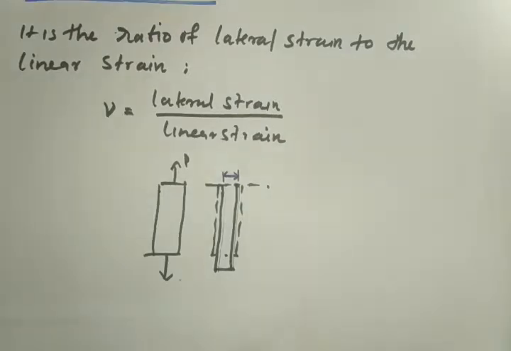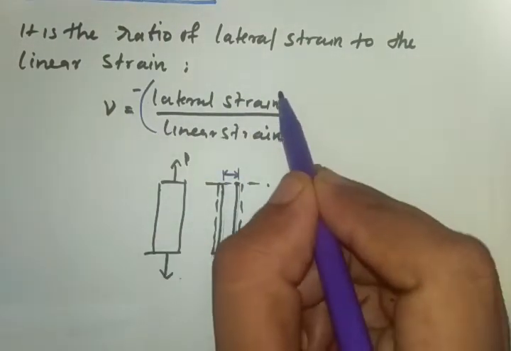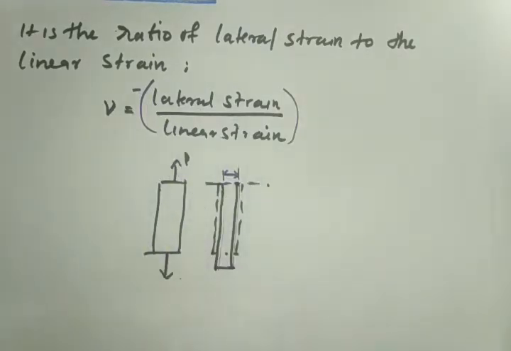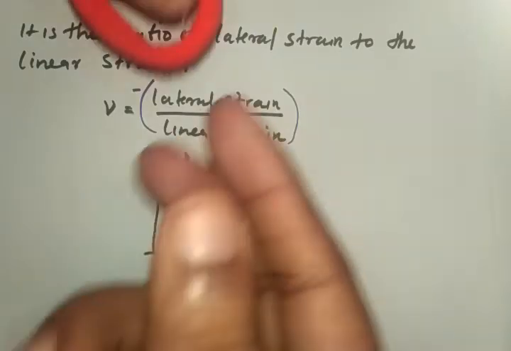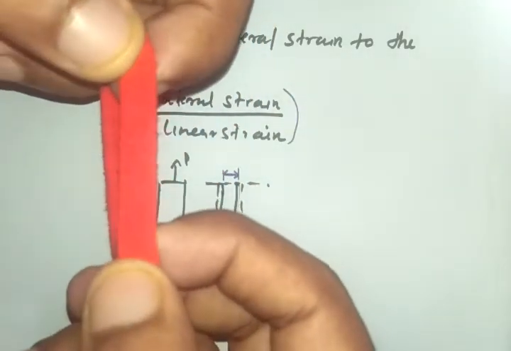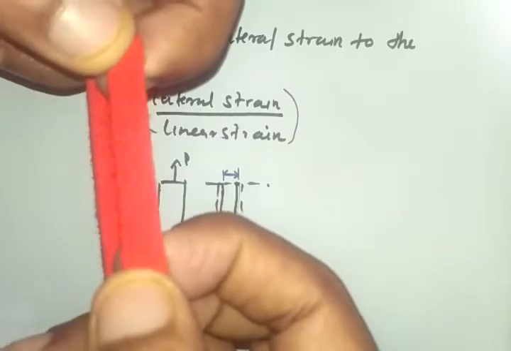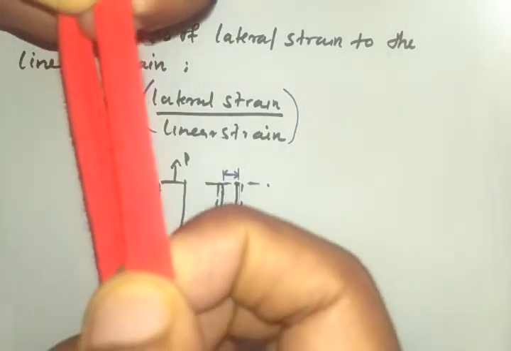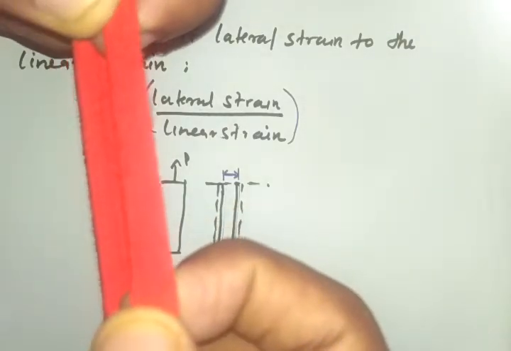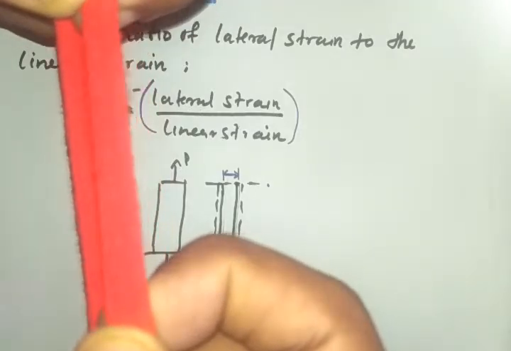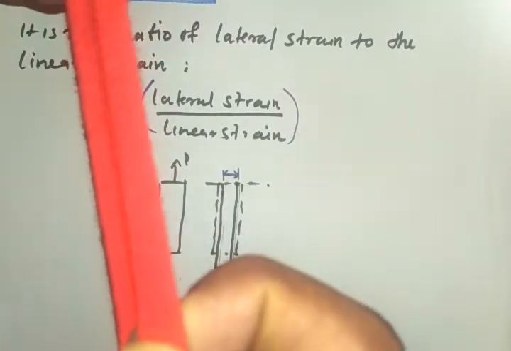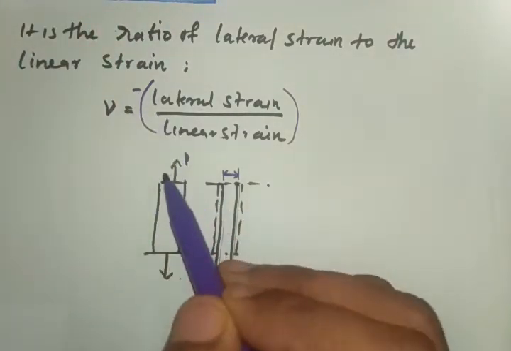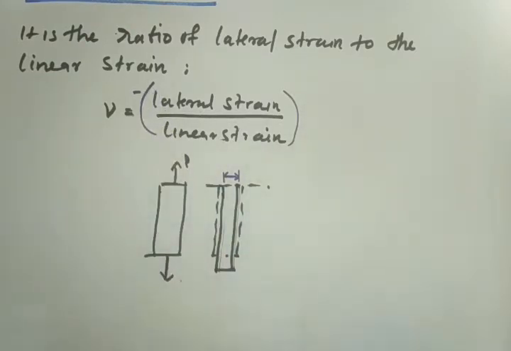In general we use the minus term here to make the mu value positive, because you see the example, when this is applied in the positive direction, that is the extension, you can see a contraction. So a positive displacement, tensile displacement, will result in a contraction. So to make the mu value positive, we use the minus sign.